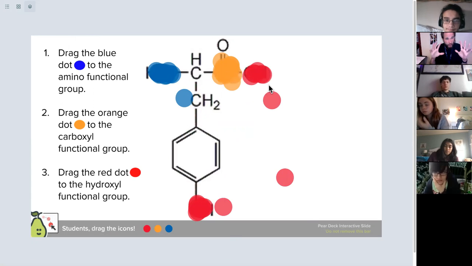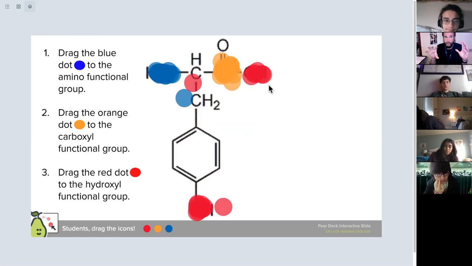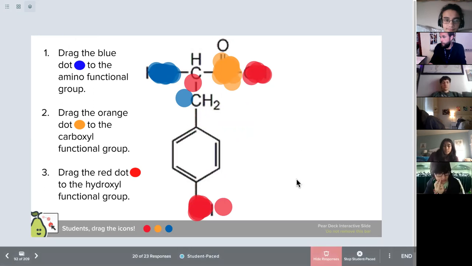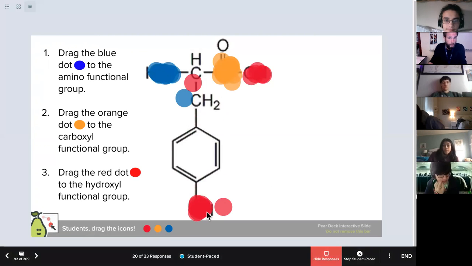In that case, the entire functional group is the carboxyl functional group. Even though there's an OH there, we wouldn't classify it as a hydroxyl group because it's part of a larger functional group. But there is an OH down here at the bottom of the molecule. This is actually a molecule called tyrosine, one of the 20 amino acids that make up proteins. So ideally, you would have dragged the red dot to the bottom of this molecule where the hydroxyl group is located. Okay. So a quick overview of the important biological functional groups.